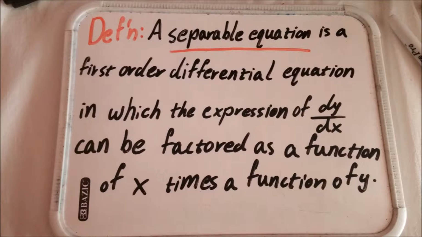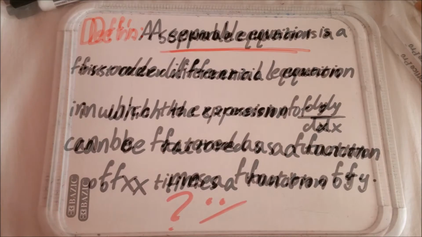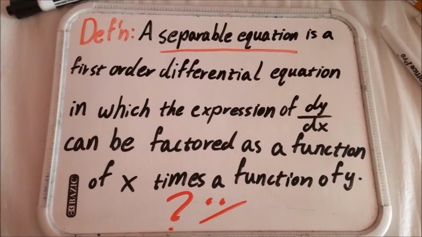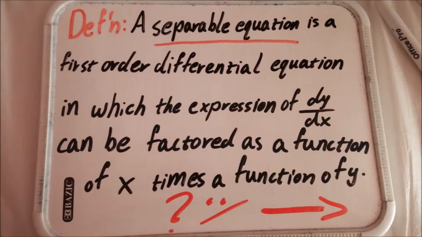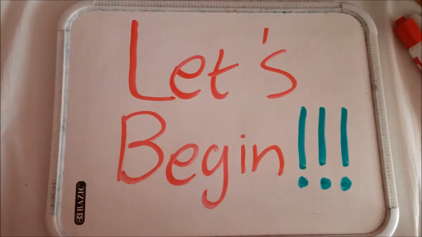Let's start us off with the definition, which states that a separable equation is a first-order differential equation in which the expression of dy/dx can be factored as a function of x times a function of y. I know it's quite a mouthful, and if you're confused, that's fine, I was too, but the concept is very simple. Trust me. So, having said that, let's begin.